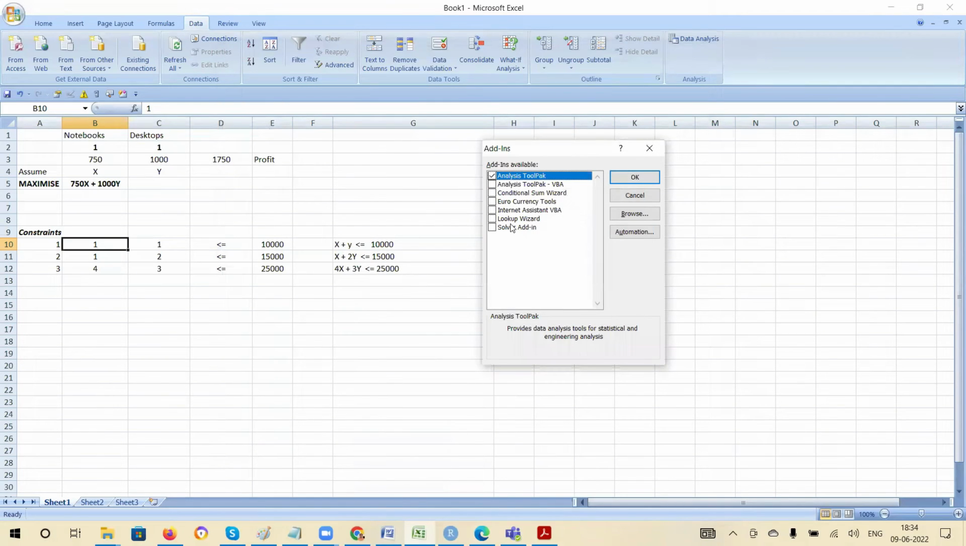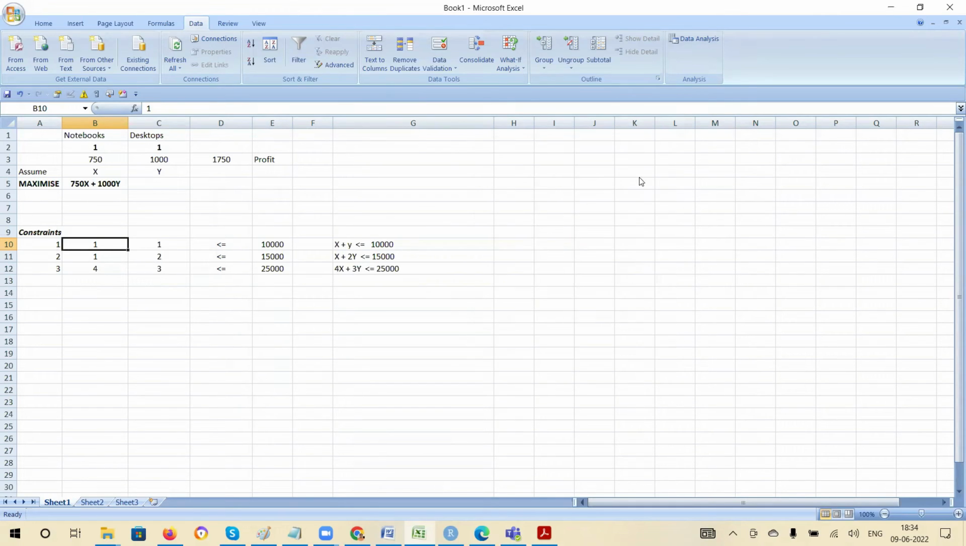The Solver add-in, this is not an add-in, right? Solver add-in will solve linear optimization problems. You say okay. Okay, so I think Solver has come here, right? Solver has come here. Now I was saying that we need to develop this.